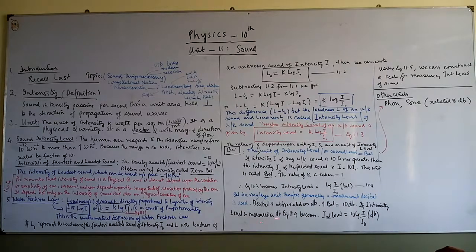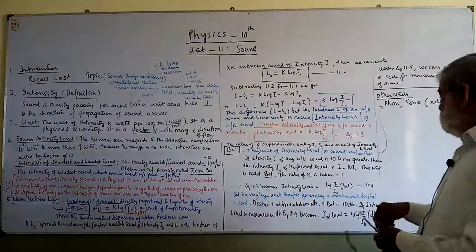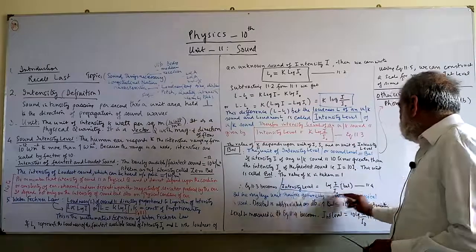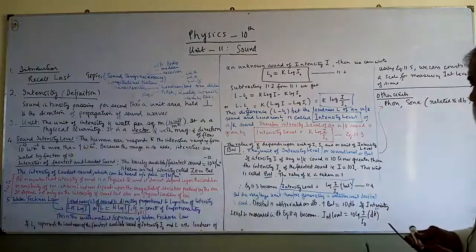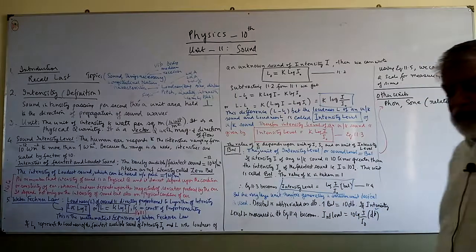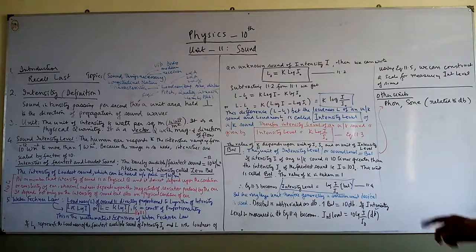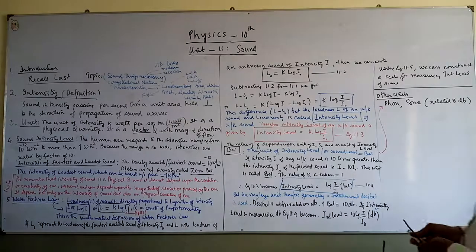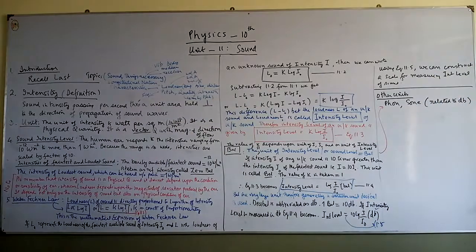If intensity level is measured in dB, then equation 11.4 becomes intensity level is equal to 10 times log I over I naught. This was in bell units, and this one is in decibel units. The only difference is this is in bell and this is in decibel. So intensity level is 10 times log I over I naught dB. Using equation 11.5, we can construct a scale for measuring intensity level of sounds.